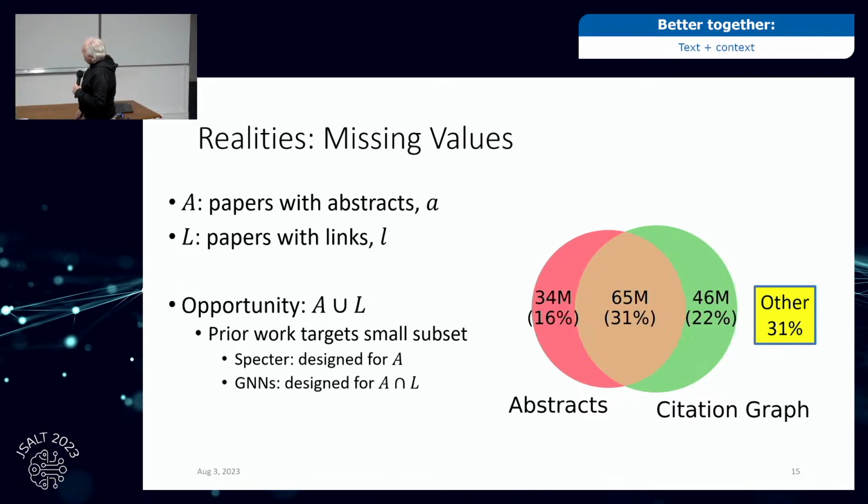Now, missing values: lots of these systems tend to focus on the intersection. Prior work like Spectre is really designed for the area where I have abstracts. Some other things only work where I've got intersections. We need to come up with solutions that deal with the union. It'd be better if we could deal with the whole problem, but I'll be okay with dealing with the union.